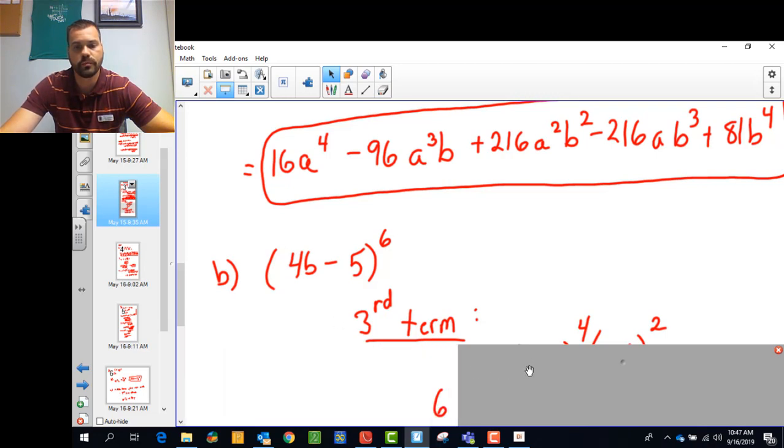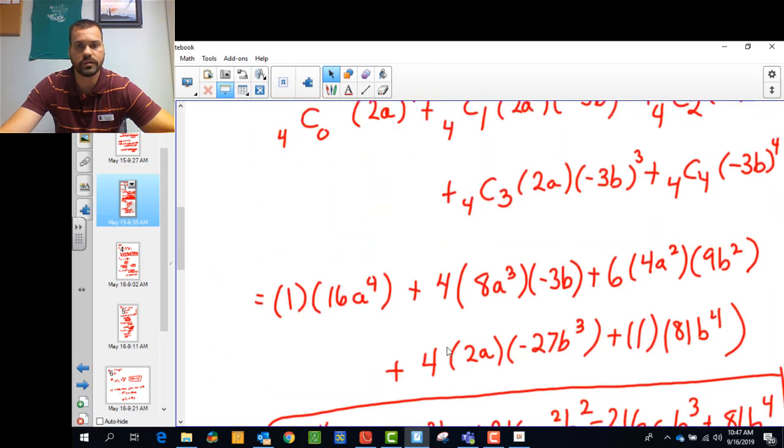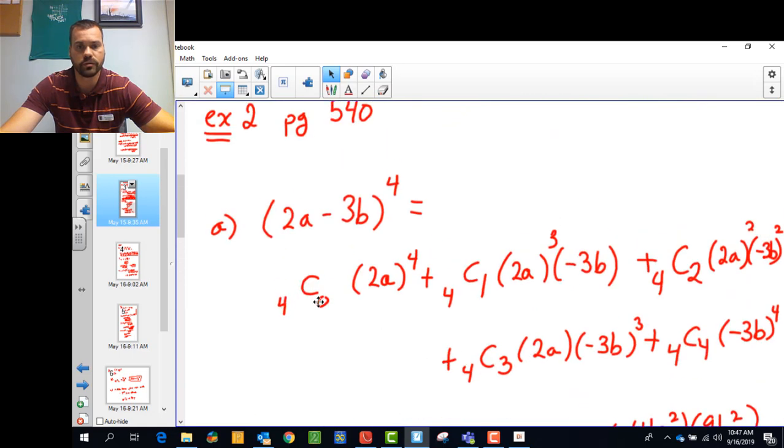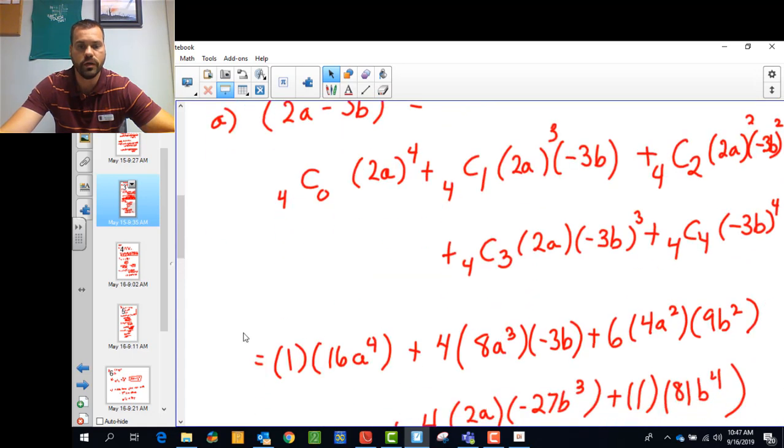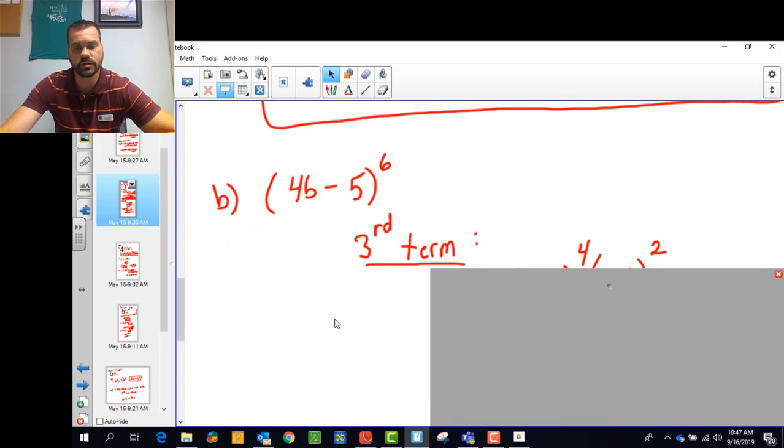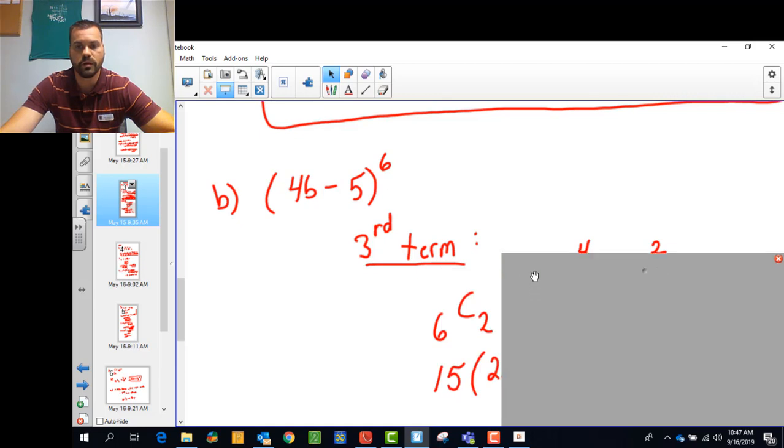first term is going to be 6 choose 0, right? Because we said that they always start with the number choose 0. So here it was 4, so it's 4 choose 0. So here the first term is going to be 6 choose 0. Then the second term is going to be 6 choose 1. So the third term is going to be 6 choose 2. Okay? So we start by setting out that coefficient.